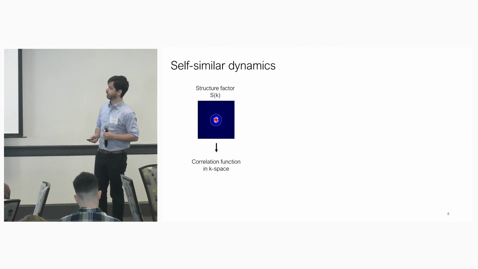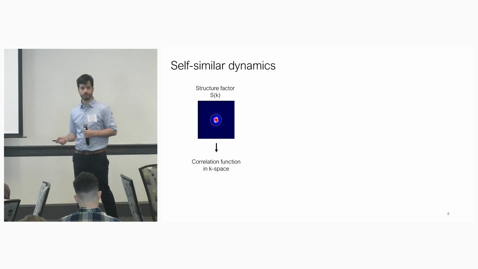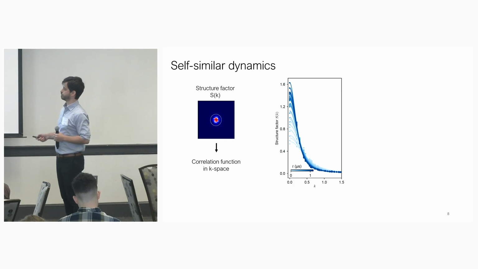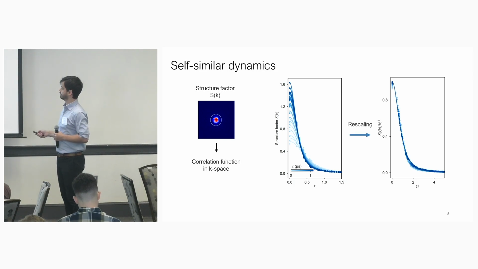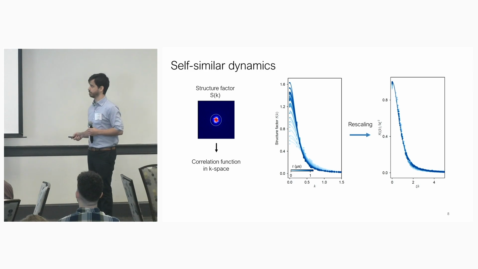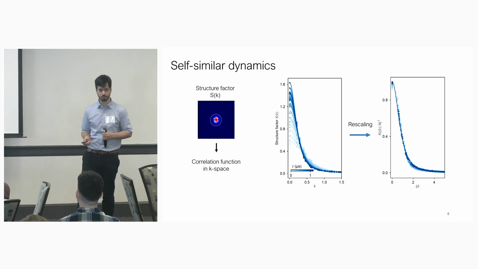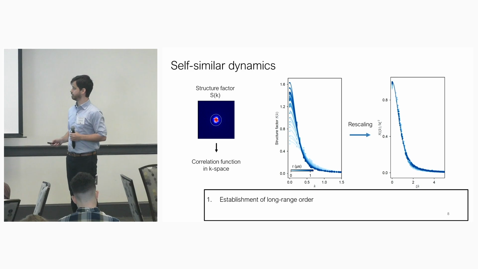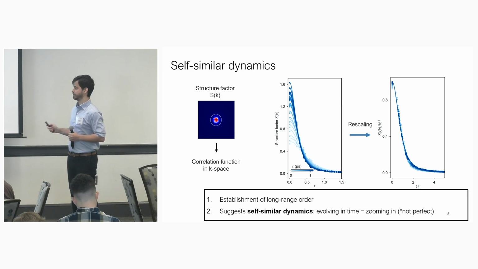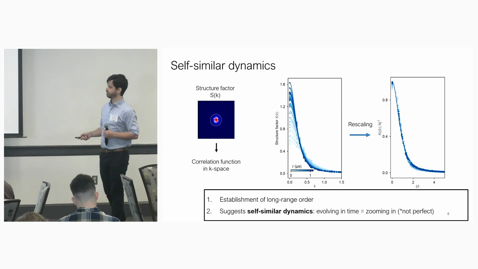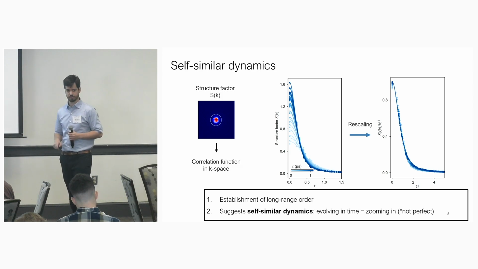Now we can also look at it in a different way. We can look at the k-space correlation function, the structure factor. And if you look at the structure factor at different times, you see that it collapses onto this single functional form. And so this is suggestive of the self-similarity that's predicted for coarsening processes. So now we see these two basic ingredients. We see establishment of long-range order. And we see some data that is suggestive of self-similarity. And I say suggestive because this is not perfect. So we know that we have another length scale coming into play here, and we believe this is related to the finite size of the system.